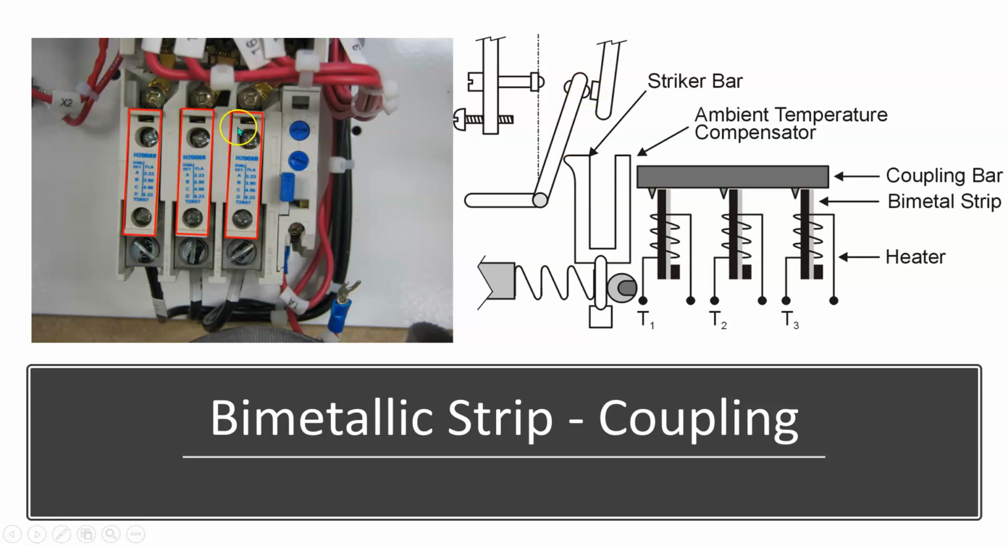And there we have again that picture. Your overloads, and that's how you can adjust the ambient temperature compensators, so you're not going to get nuisance tripping based on a higher ambient temperature room.